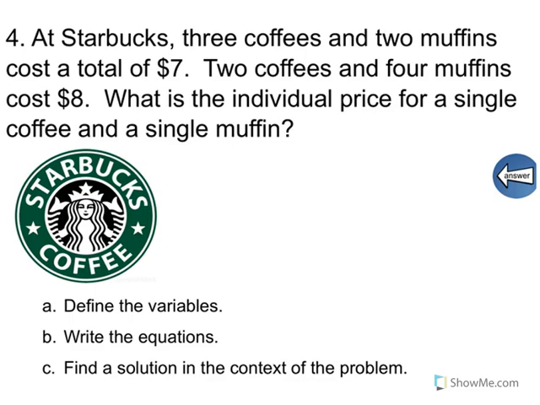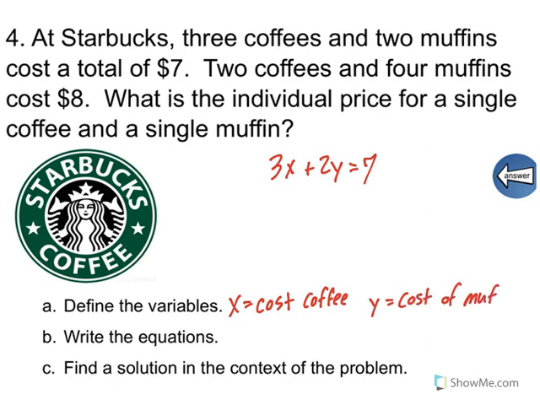Our word problem here at Starbucks: 3 coffees and 2 muffins costs a total of $7. So I can write my first equation as 3x plus 2y is equal to 7, x being the cost of coffees and y being the cost of muffins. And we know that 2 coffees plus 4 muffins is equal to 8.